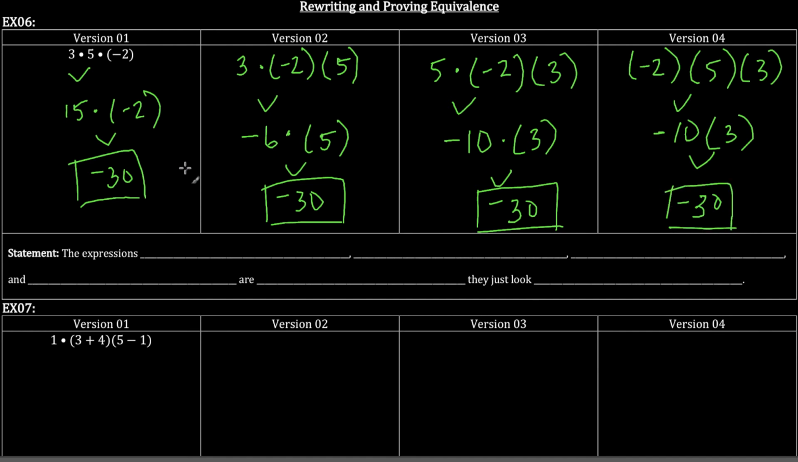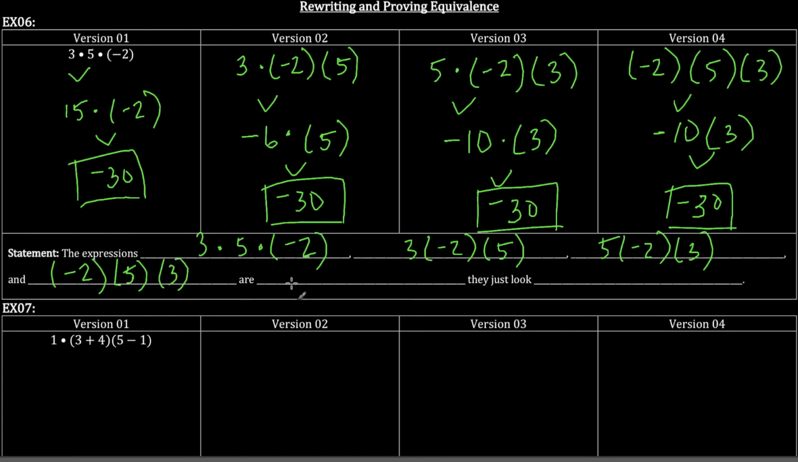Cool. So 3 times 5 times negative 2, that expression, and the second expression, which is 3 times negative 2 times 5, and this third one, which is 5 times negative 2 times 3, and our last expression, which is negative 2 times 5 times 3. Yeah. They're all equivalent. They just look different.